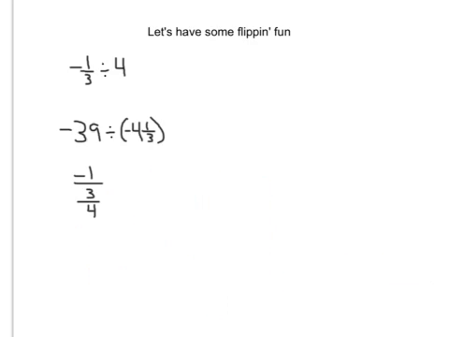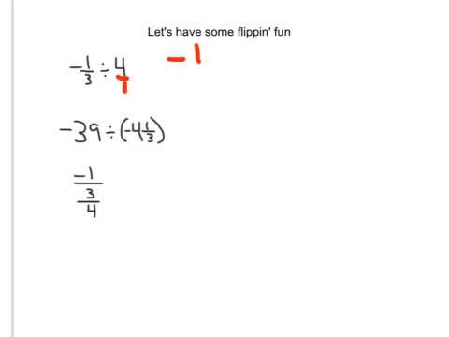All right, so here are 3 flippin' fun examples. Let's do it. Okay, first one. Very first thing you need to do anytime you're going to have some flippin' fun is make sure your numbers are fractions, because we need to multiply the fractions. So, in this first example, negative 1/3 is a fraction, 4 is not, so I have to change it to a fraction, 4 over 1. Now we have the flippin' fun.